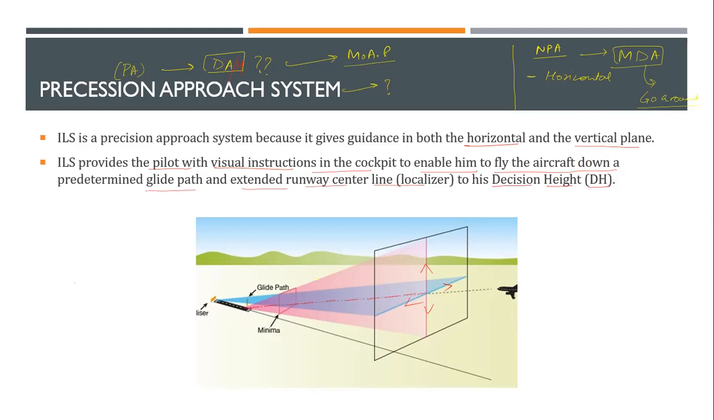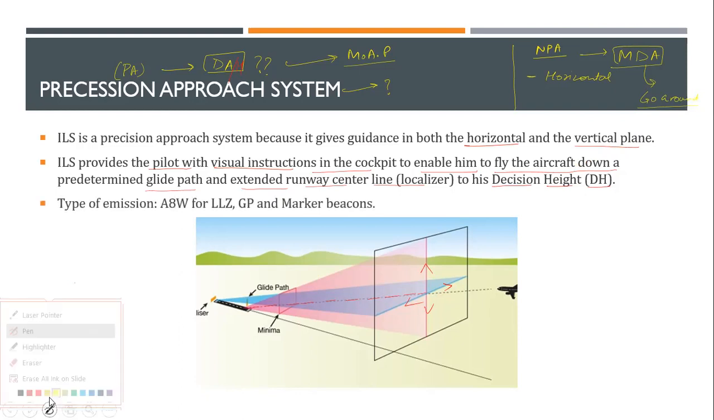Why? Because in a precision approach, we are solely depending on what? The instruments. We are relying on the instruments. That is why the missed approach procedure also relies on the instruments. Whereas the go around is a visual thing, and we always do that in a non-precision approach.